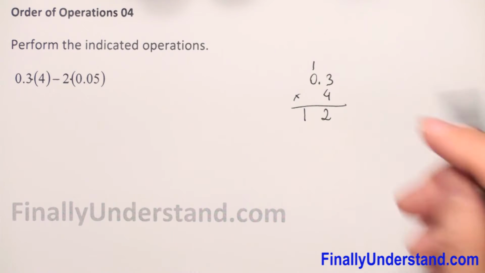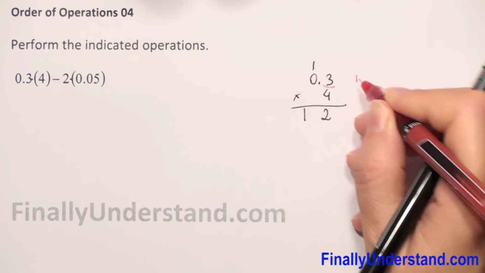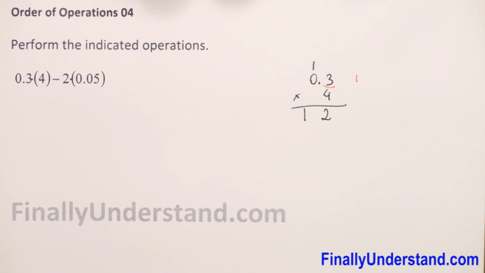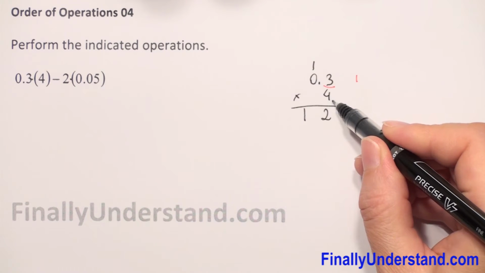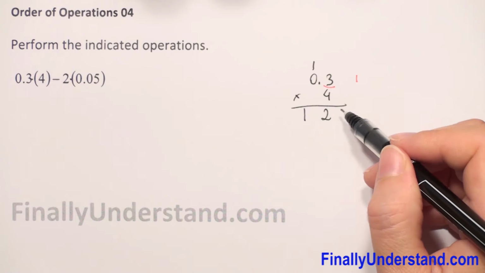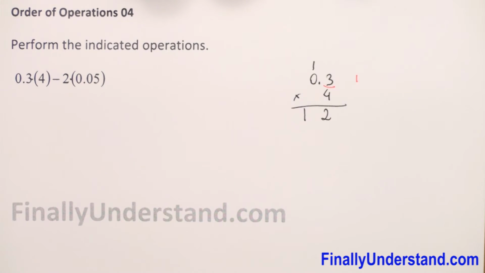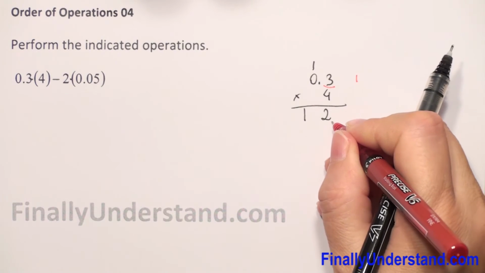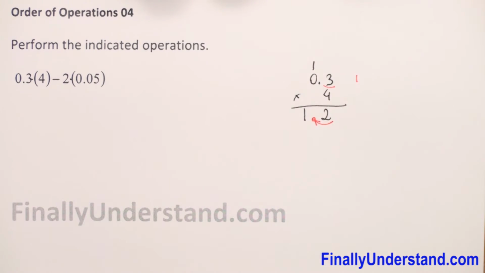And next we count decimal places. In the first number, after the decimal point we have 1 digit, so we have 1 decimal place. In the second we don't have any digits after the decimal point. We don't have a decimal point, so the decimal point is always at the end. So we don't have any digits after the decimal point. So now we have to count only 1 digit from the right to the left. The decimal point will be between 1 and 2.